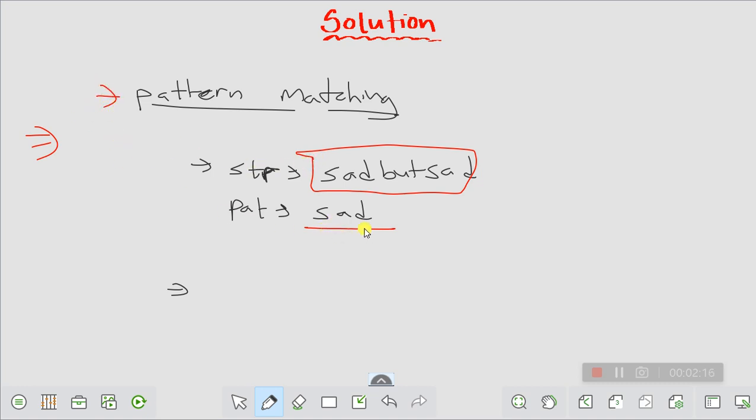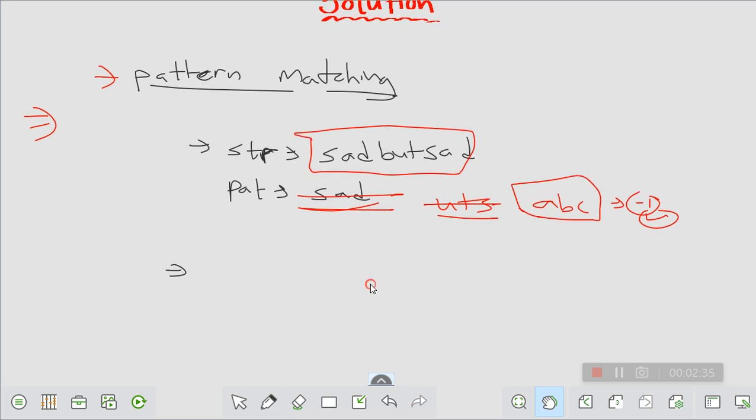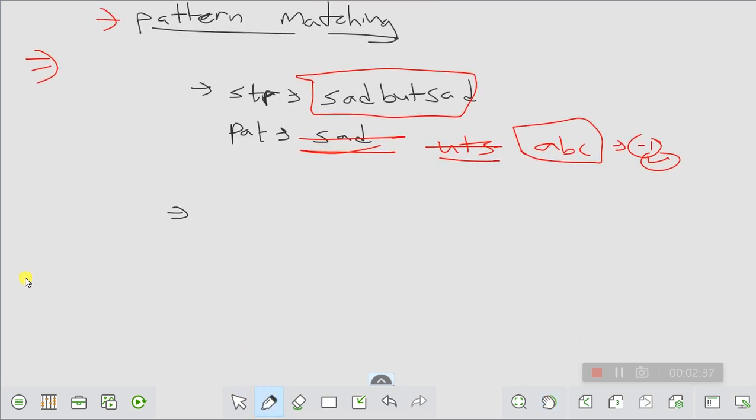Here we can have different patterns as well, like the pattern can be UTS instead of "sad", and even the pattern can be ABC. If the pattern is not present here, then we have to return -1, like not found. So now, first of all I'm going to explain the naive algorithm, which is also used for pattern matching. So I will start with that algorithm.